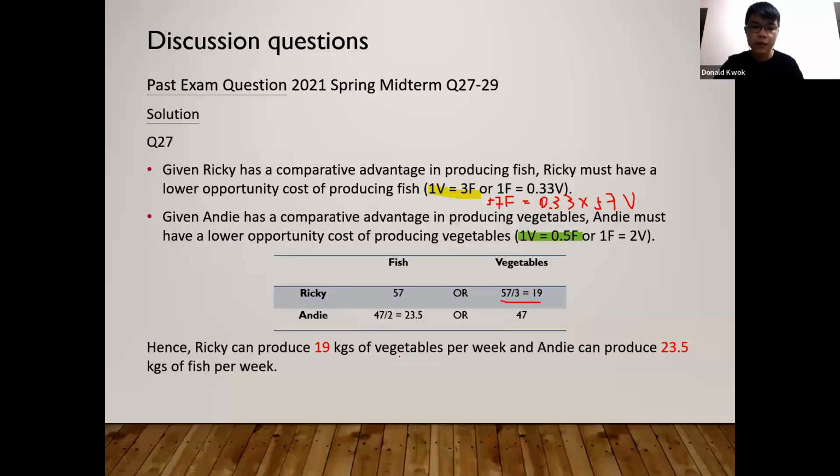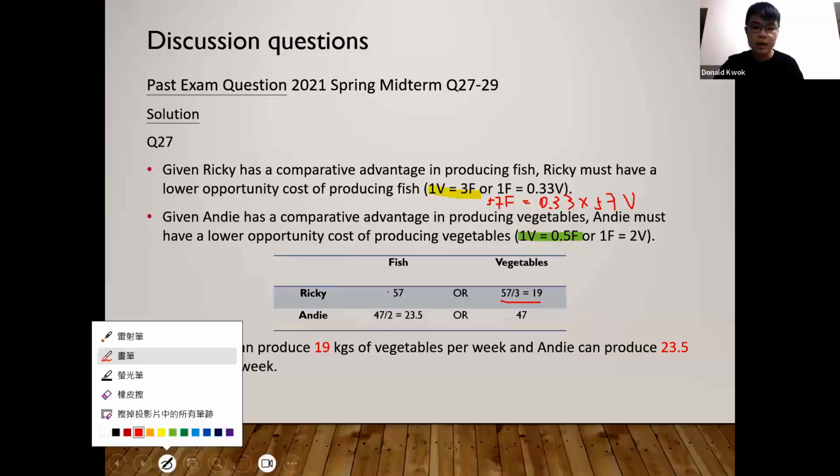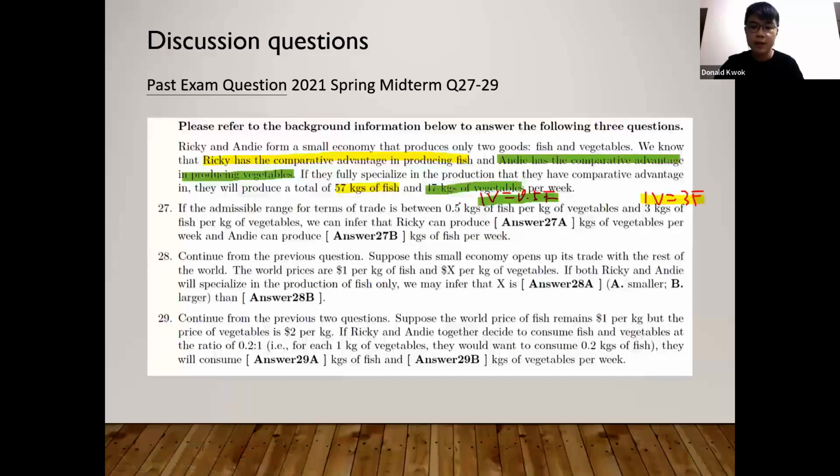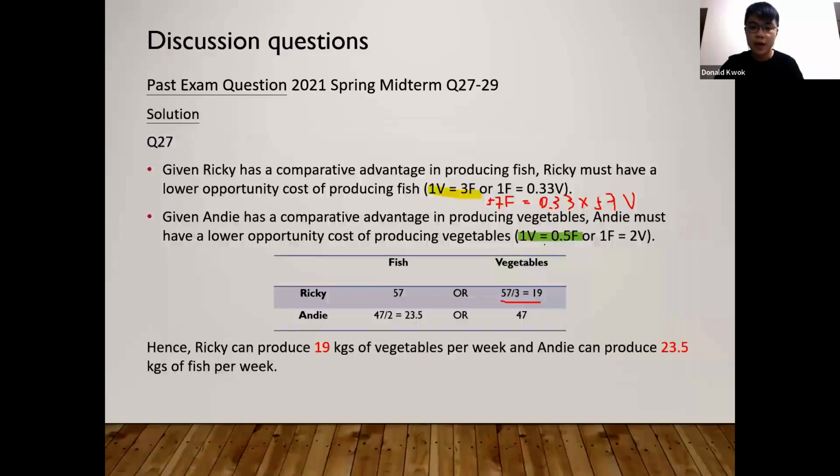Okay, similarly for Andy, he can produce 47 kg of vegetables, and we have the opportunity cost relationship, 1V equals 0.5F. Then 47V will be equal to 0.5 times 47F. And this is why we will have the fish production of Andy to be 23.5. Okay, so this is question 27.